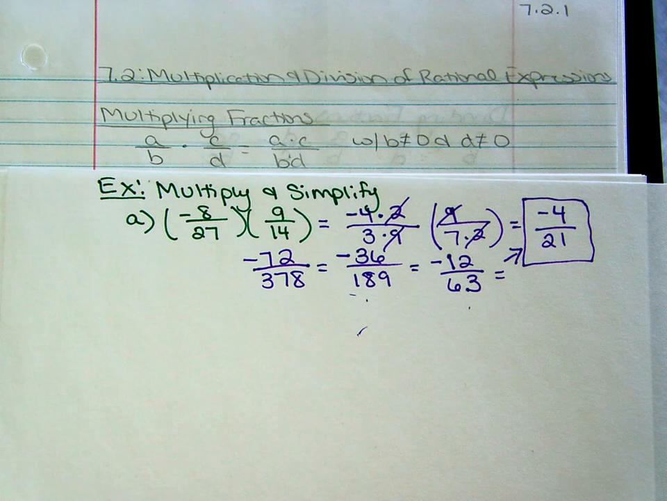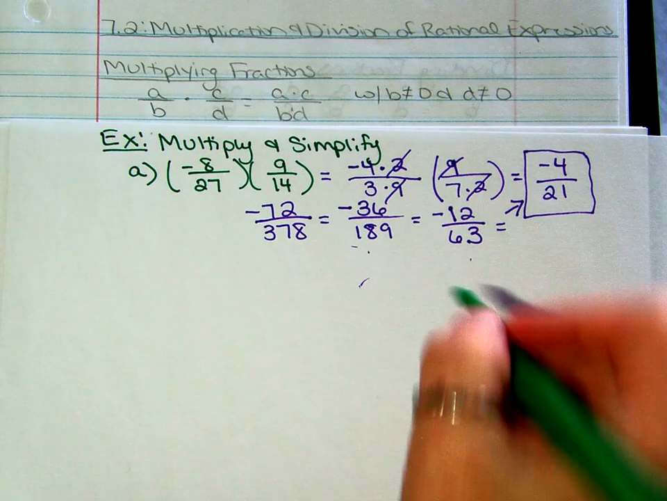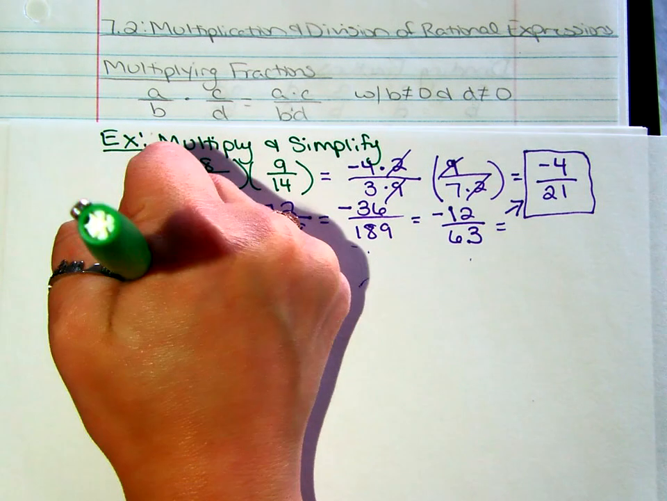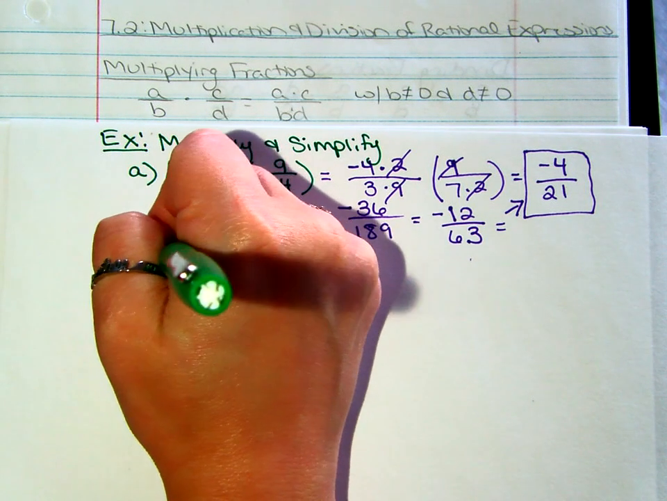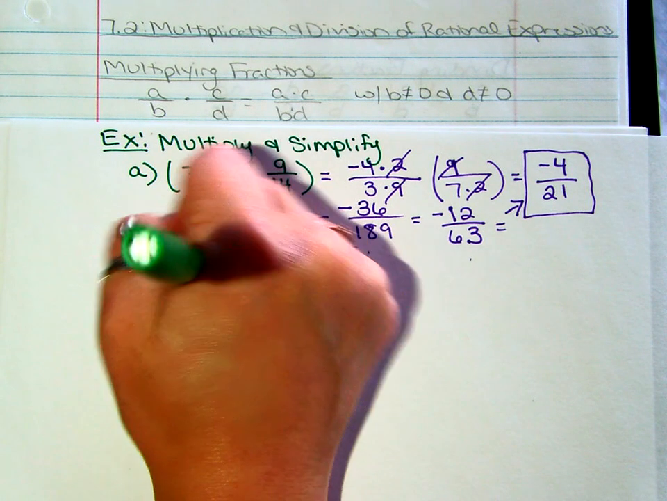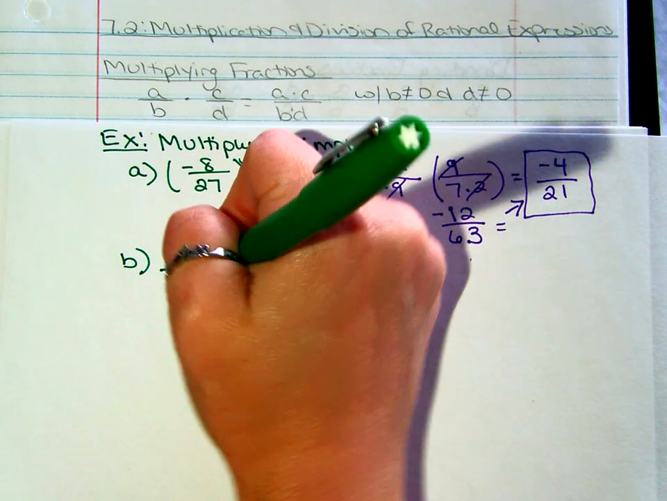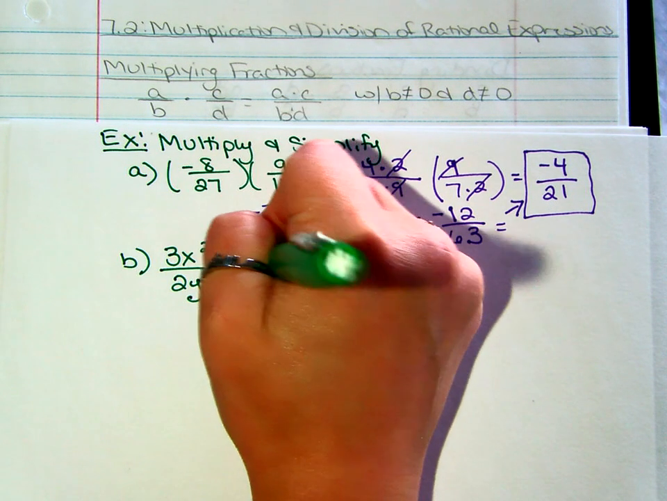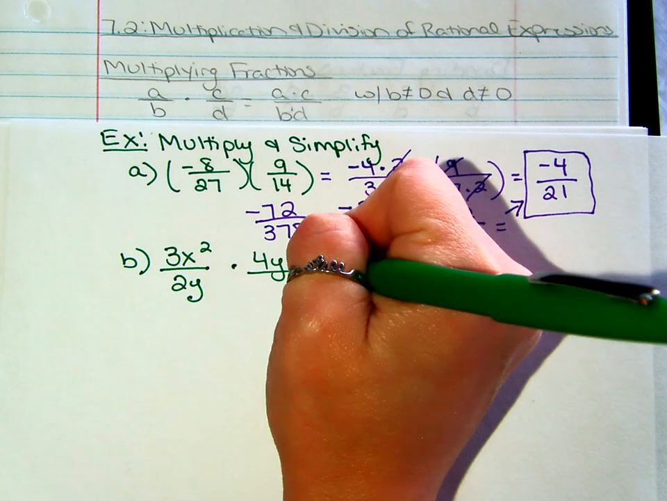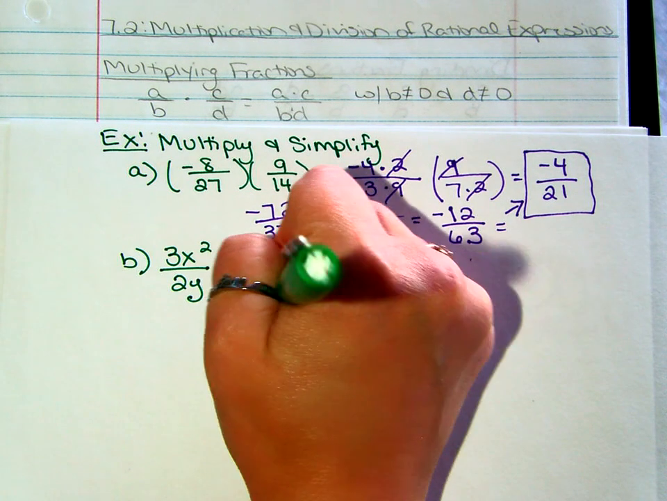All right. Here's another one. We have 3x squared over 2y times 4y to the third over 3x.